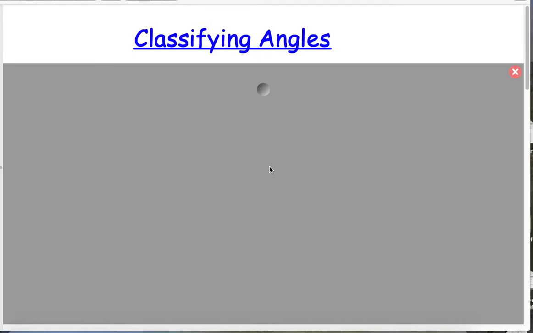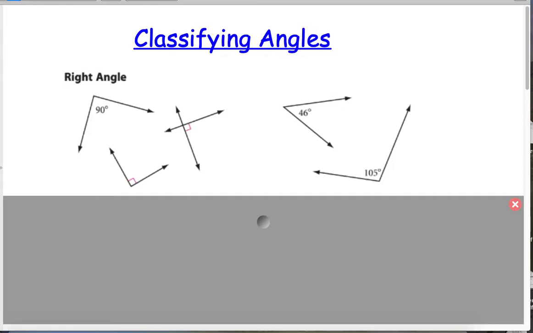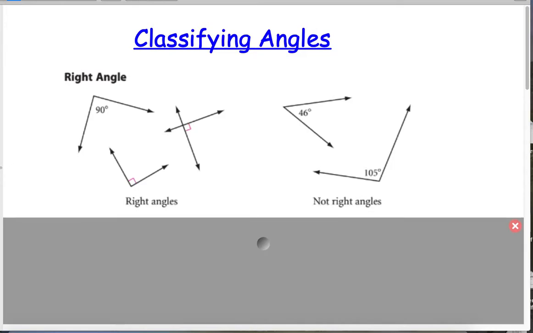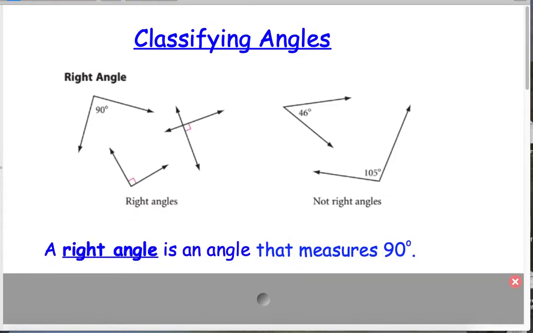Okay, now that you know how to name angles, let's talk about the different ways we can classify angles. So the first type of angle is called a right angle, and you can see the picture of the three angles on the left side are examples of right angles, and the two on the right are not right angles. So if we try and see what the pattern is, a right angle is an angle that measures 90 degrees.